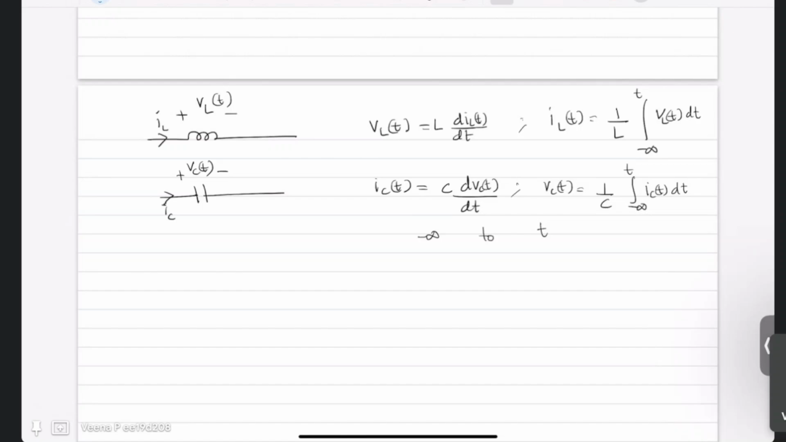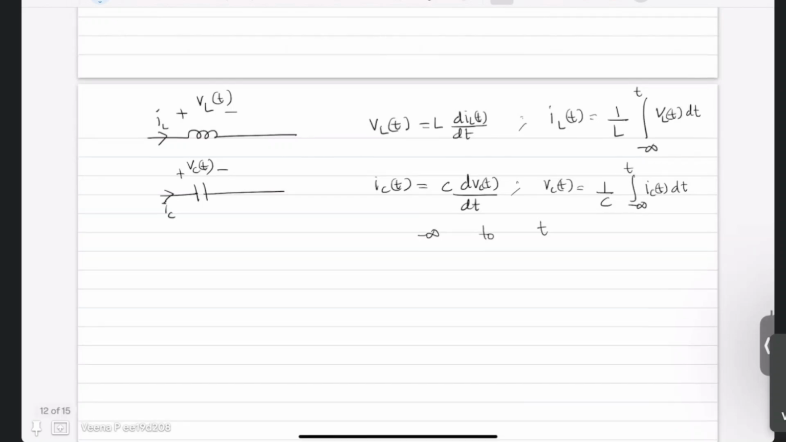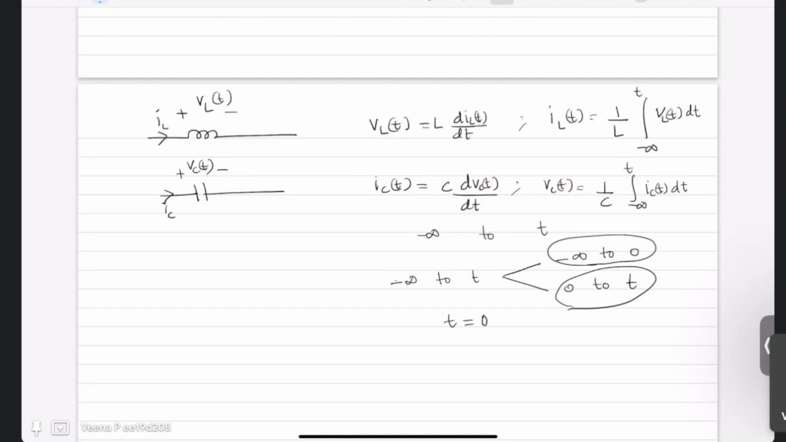So, minus infinity to t can be broken down into two parts, which is minus infinity to 0 and then 0 to t. Now, this first part involves the past of your element, the past conditions, and this is your present condition, provided the change between past and present occurs at t equal to 0.